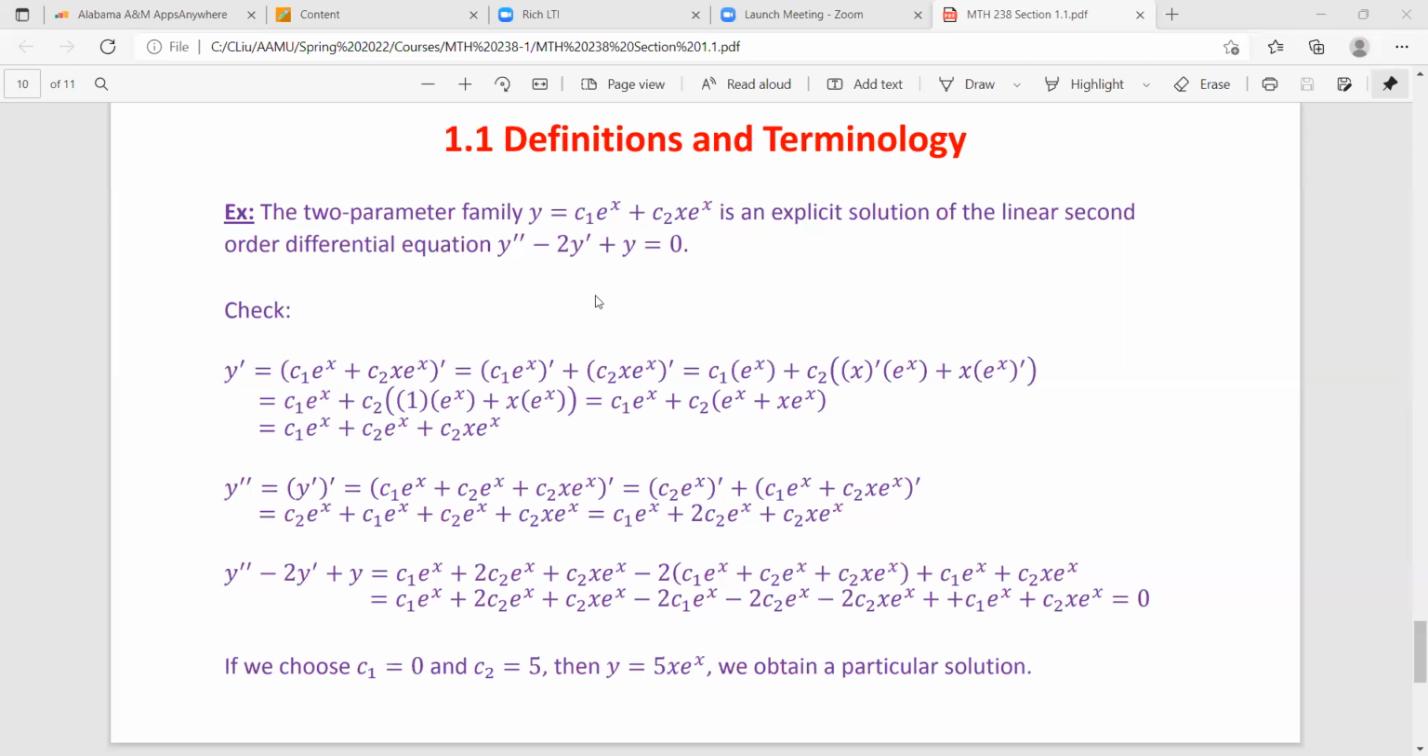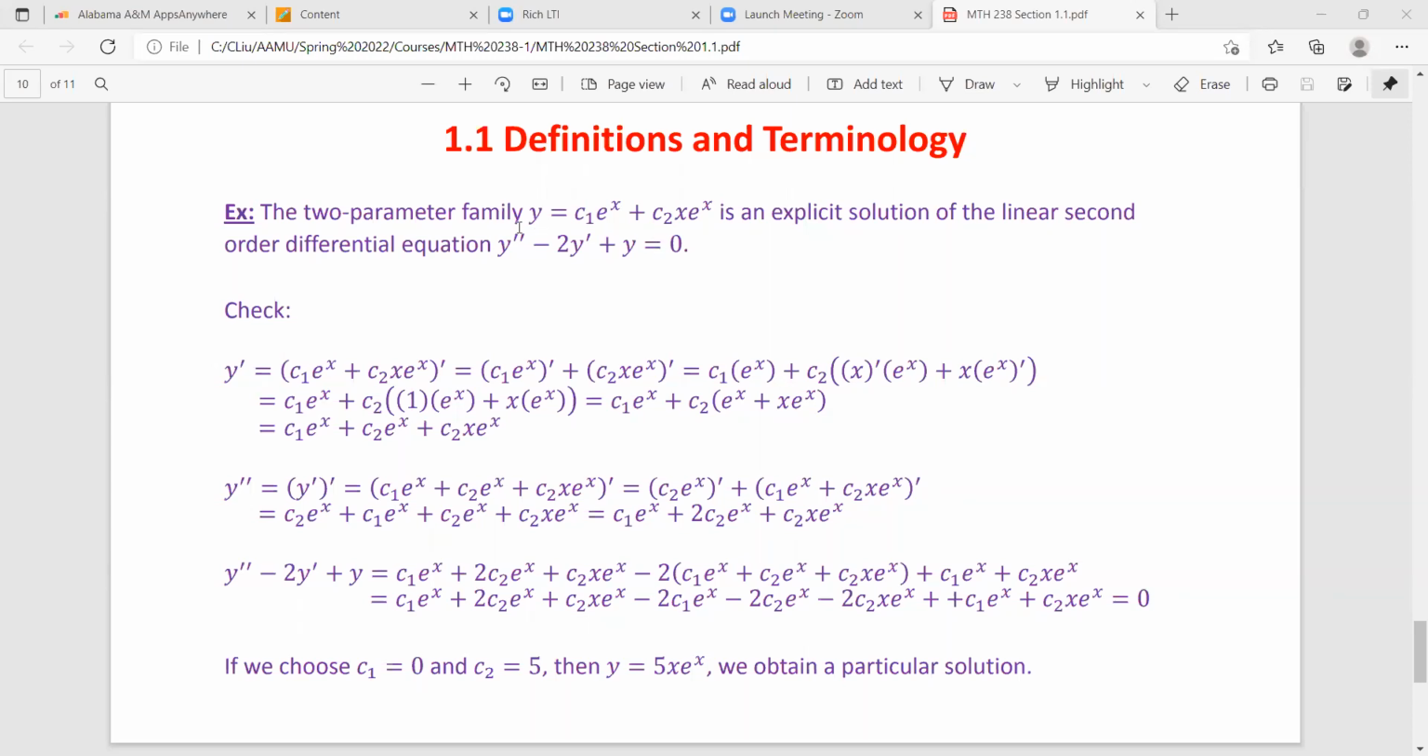And here, the differential equation is y double prime, the second derivative, minus 2y prime, so that's the first derivative, plus y equals 0. So this is a second order linear differential equation, remember? It's linear because all the derivatives of y and y itself are linear. The exponent of all of those things is 1. So this is a linear second order differential equation.